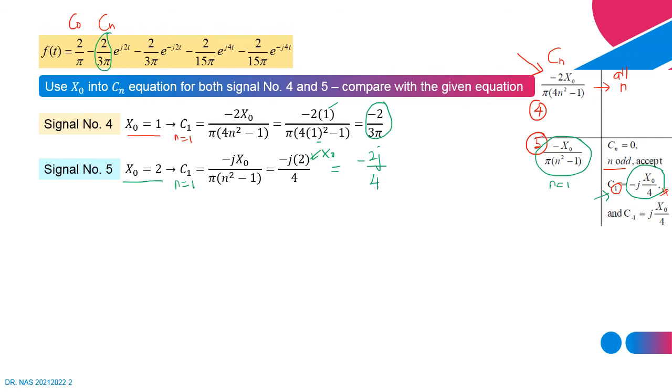But if you compare with the given equation, which is negative 2 divided by 3 pi, so this is the given equation. So obviously, from the comparison, signal number 4 is the best one that suits the given equation.